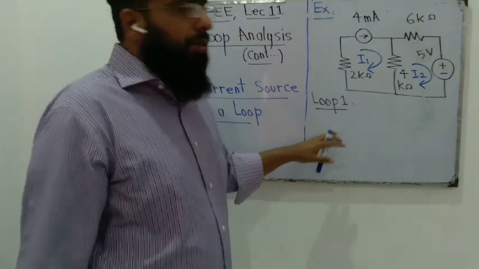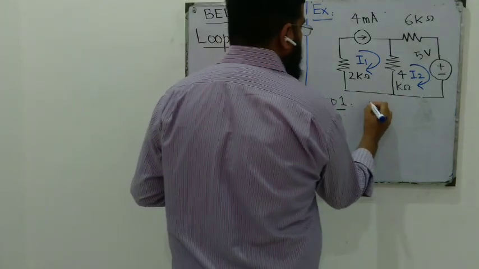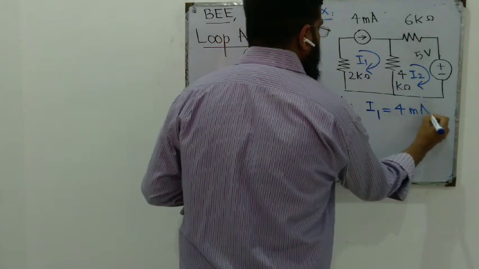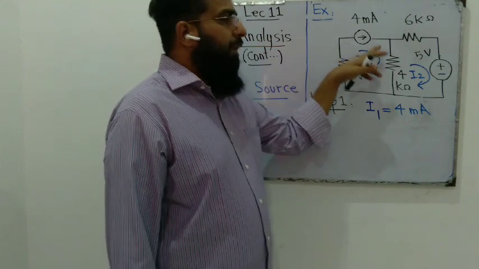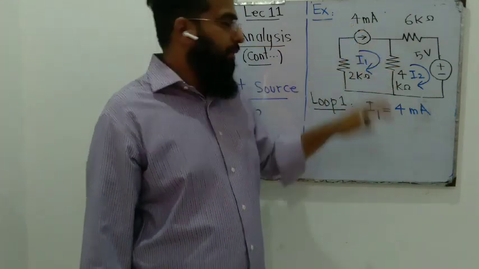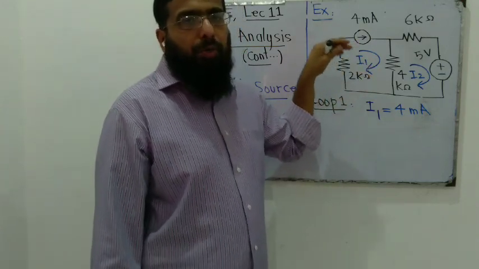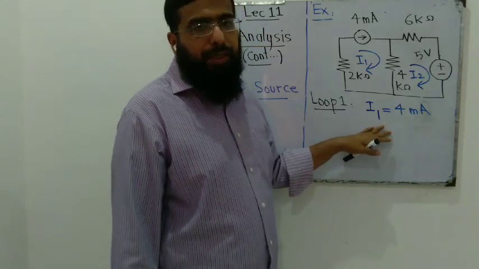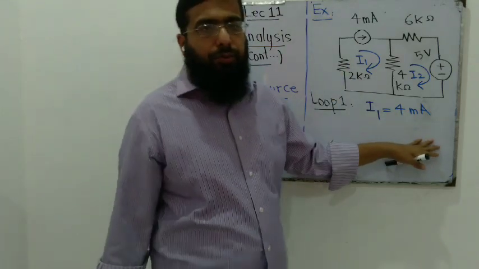For loop number one, we have a current source having value 4 milliampere. So we'll write I1 to be 4 milliampere. Why positive? Why not negative? Because the direction of I1, our assumed current, is the same as that of the 4 milliampere current source. Therefore, it's positive. If the directions were opposite, we would write I1 is equal to minus 4 milliampere. Here they are in the same direction, so I1 is equal to 4 milliampere.